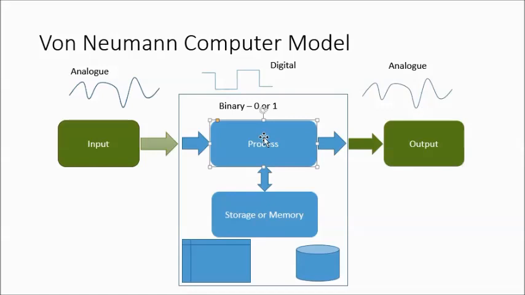All the processing and storage that takes place inside the computer actually takes place in a digital format, and you can see that is represented by the square waveform, because all the signals that are coming into the computer are being translated into a series of zeros or ones equivalently. The zero represents a low state of electricity or an off state, and the one represents a high or an on state.